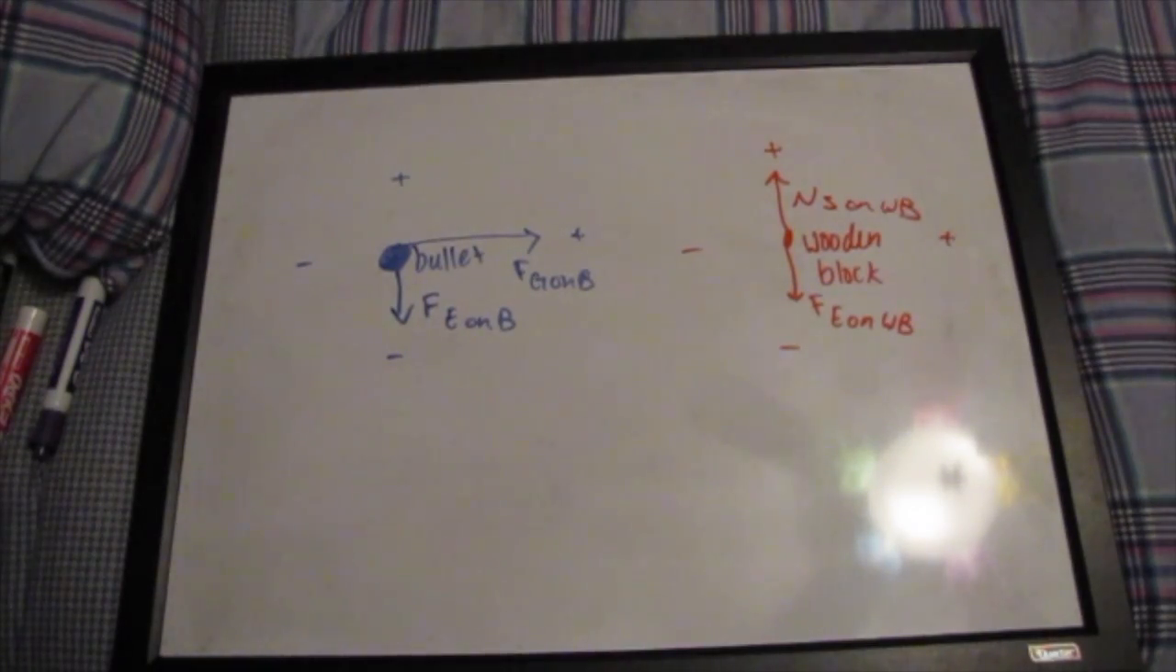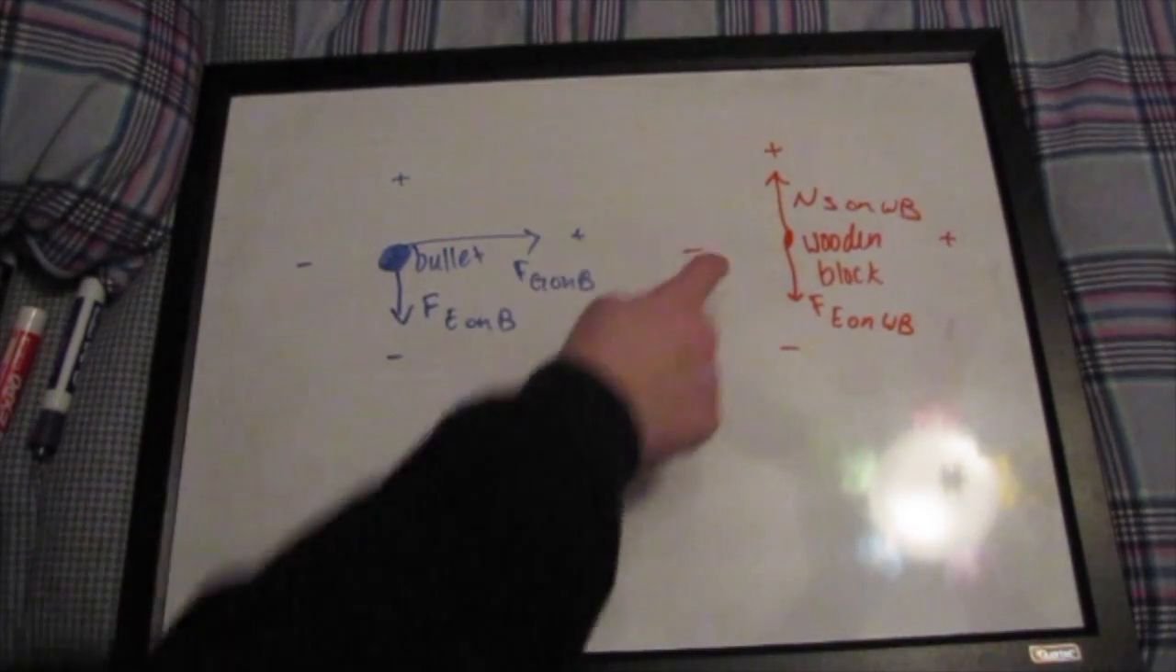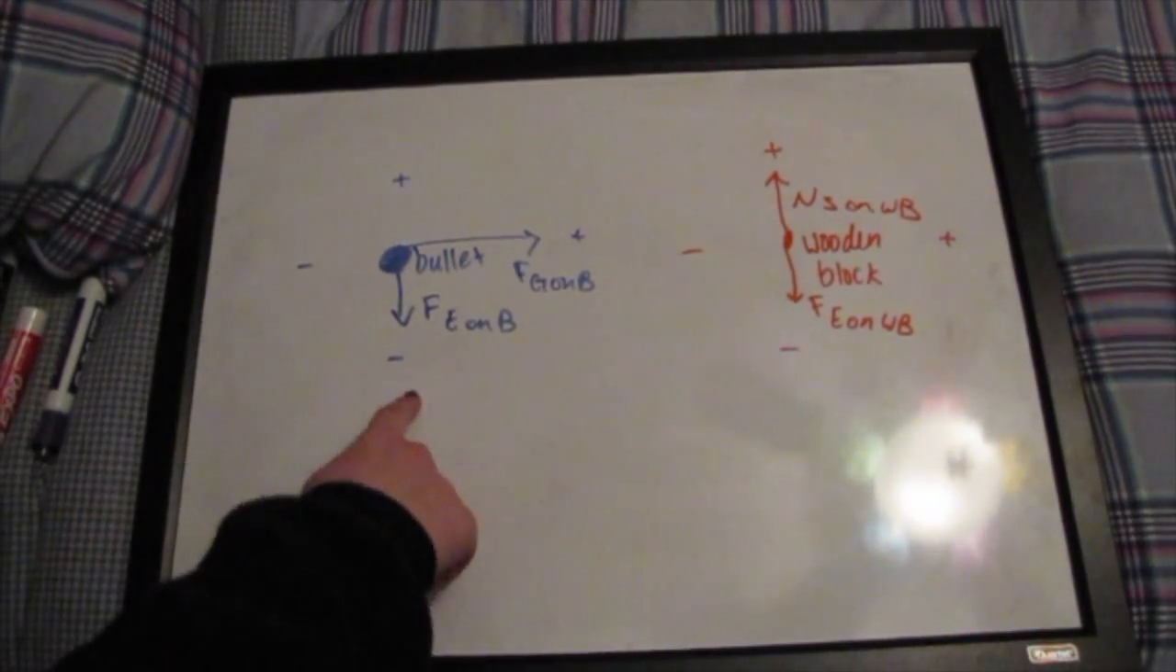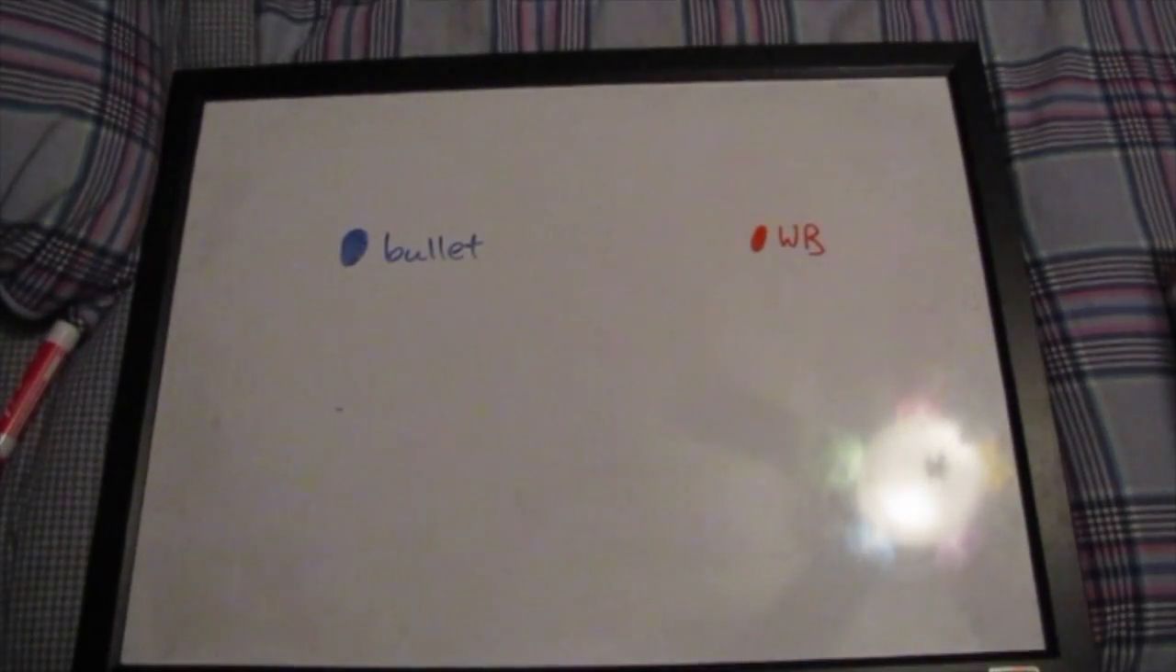Since the wooden block is stationary, it's not moving, it's just going to have vertical forces. But since the bullet has a velocity going in the positive direction, it's going to have a force going horizontally in the positive direction. But since it's not on a surface, it's not going to have a normal force pushing up on it.